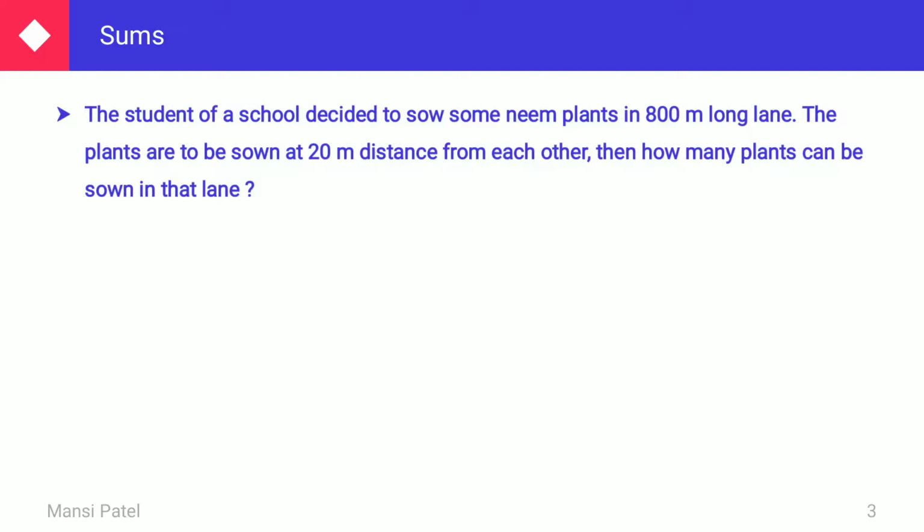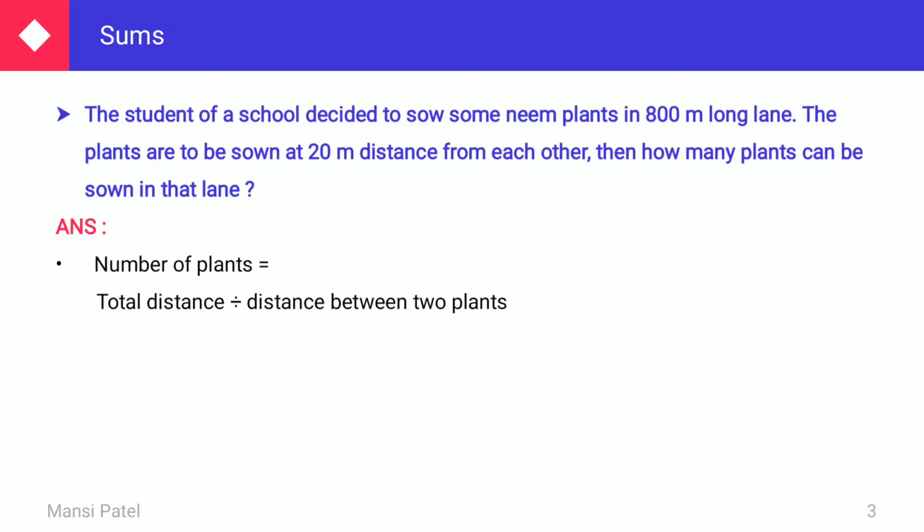Here we have to find out the number of plants. So we can say that the number of plants is equal to the total distance of the lane divided by the distance between two plants. So your total distance is 800 meter divided by 20 meter. 800 meter divided by 20 meter is equal to 40 plants.